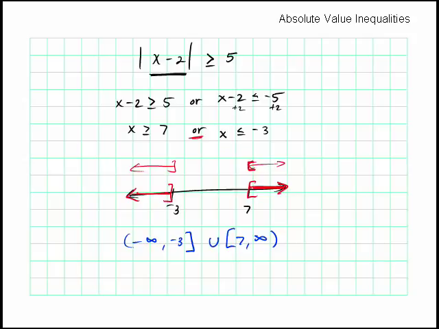Let's do another one like this. These tend to be difficult for a lot of students, so let's do another here. Absolute value x plus 3 is greater than 1. Okay. Following the pattern, x plus 3 is greater than 1, or x plus 3 is, I think of it as switching that and that, less than negative 1. There it is written out.